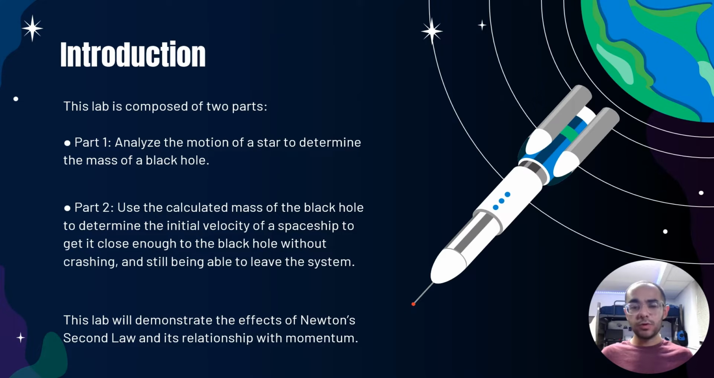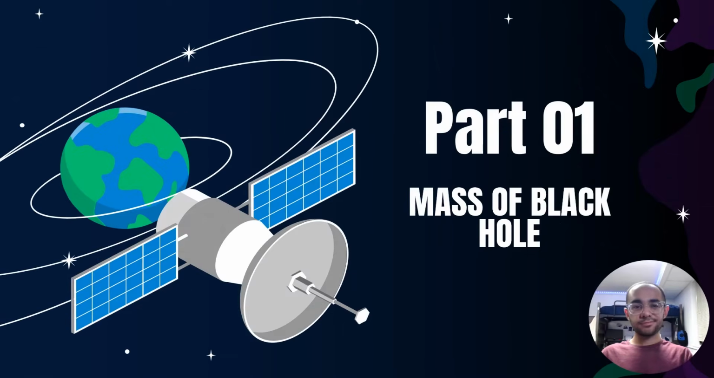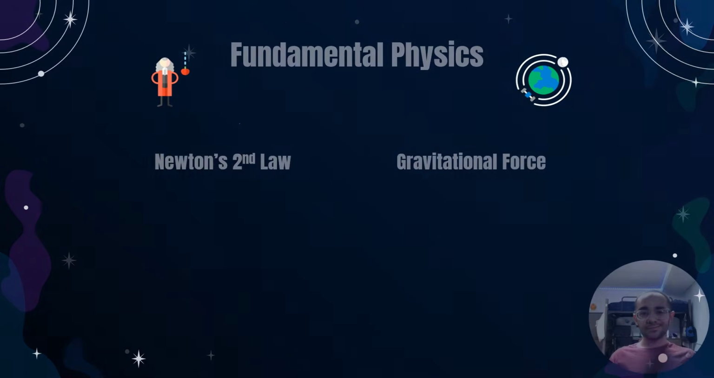And just a quick preview of the results, I got the mass to be this, and the ship speed to be this. So let's get started with part 1, finding the mass of the black hole.